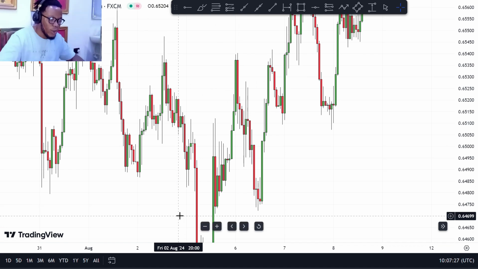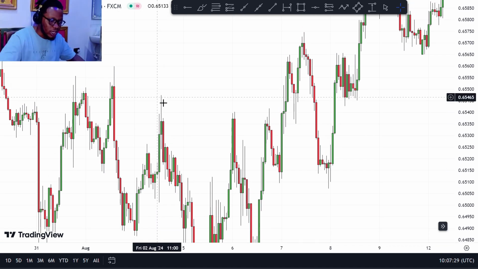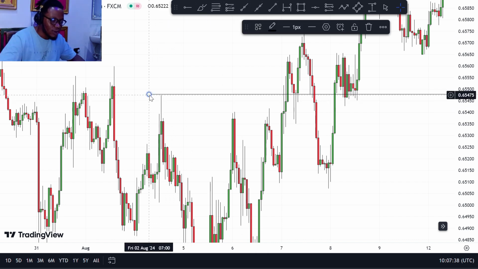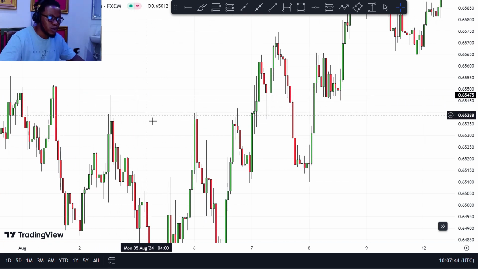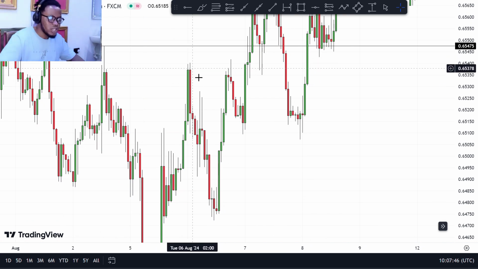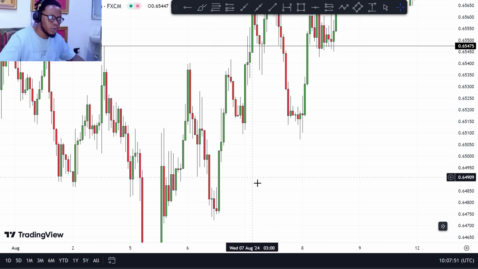So now we are waiting for a break of structure. Like I said, this was our last lower high here. Let me spot it out so you can see better. This is our last lower high here. Okay, this is it. Now we are waiting for a break of structure. Now price came into it, traded into this point, failed to break past and went up.